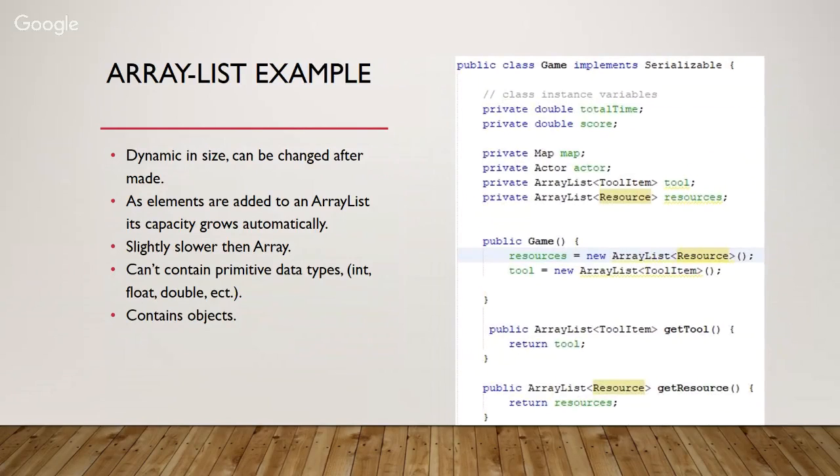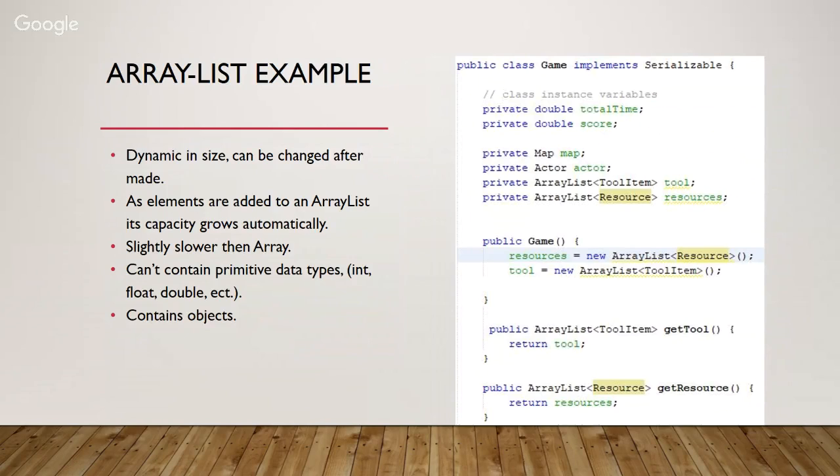It's dynamic in size. It can be changed after it's made. And we'll see later on how we're actually doing that. As elements are added to an ArrayList, its capacity grows automatically. It's slightly slower than an array because it does have to have that dynamic memory. And one of the differences is it can't contain primitive data types such as int, float, double, etc. It can only contain objects.